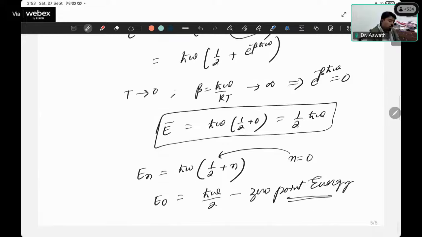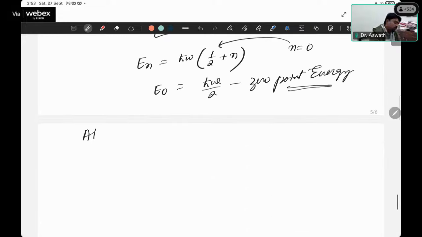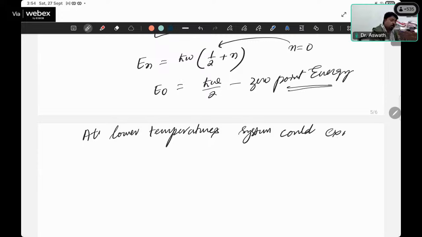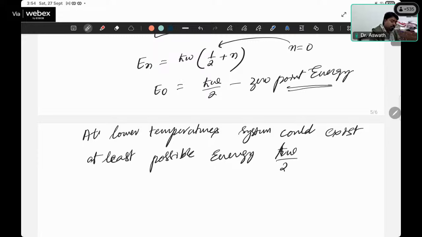Means at lower temperature, what happens? The system could exist in the least possible energy, which is simply h omega by 2. So that is the zero-point energy for any given system, it doesn't matter whether it's quantum mechanical or anything, that is the least possible energy one can have. Okay, right? So very good.